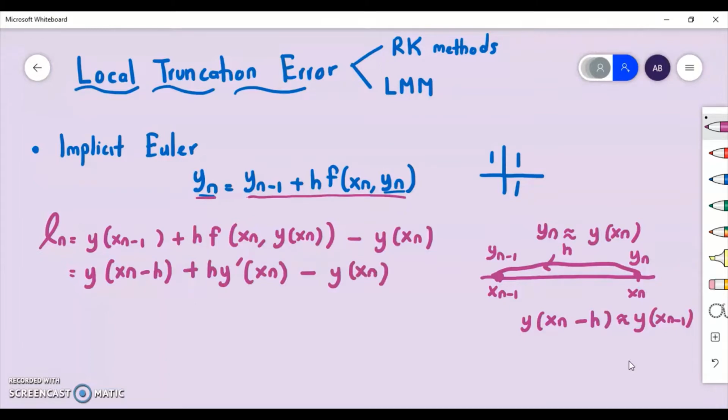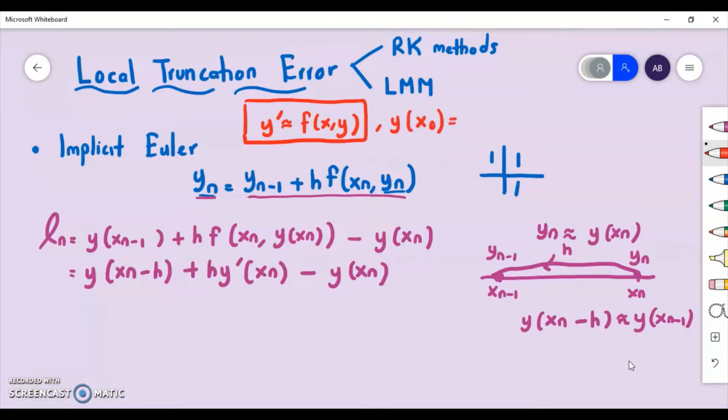So why has this become y prime? Because we are looking at our initial value problem: y prime equals f of x, y. This is our differential equation with the initial condition given like that. So this is the initial value problem we want to look at, for the differential equation given as y prime equals f of x, y. So when you see f here, I can write it as y prime.